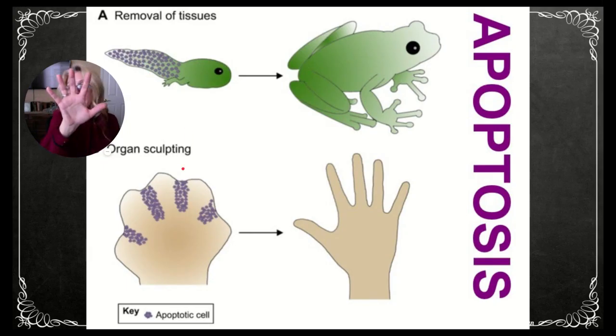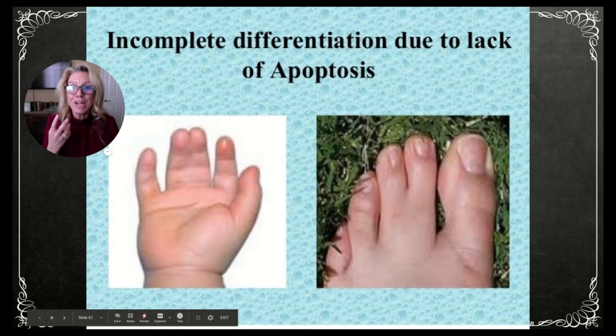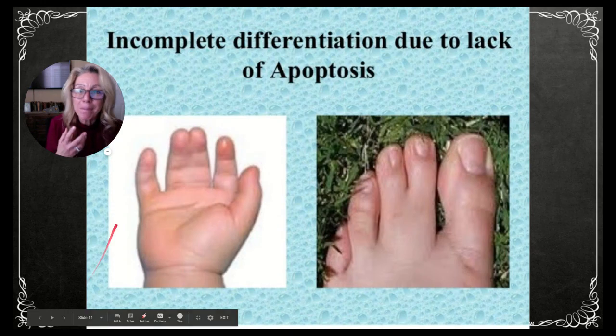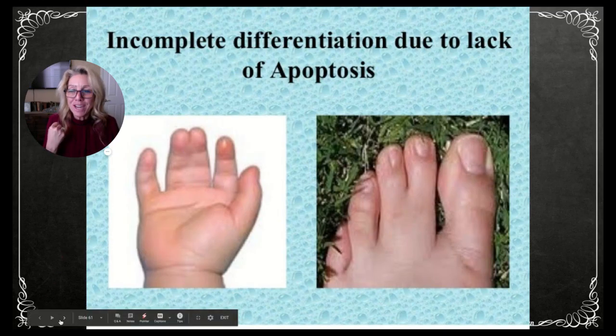When you hold out your hand, when you were developing as an embryo, your hand was a paddle. You needed apoptosis to occur in order for you to have phalanges. So that is already in your notes, that you need that programmed cell death for things to move forward. And here you can see when it doesn't happen, when you don't have that cellular suicide in between those digits, what that's going to look like, and that is incomplete differentiation.